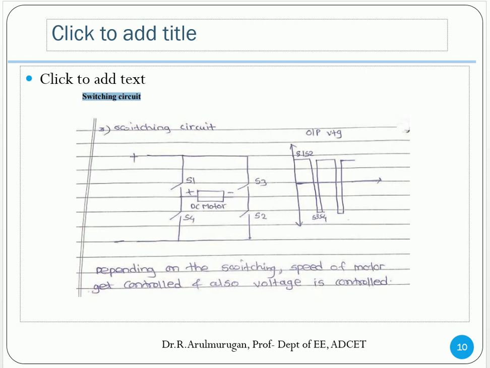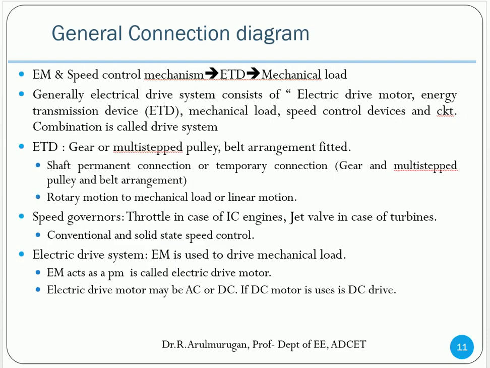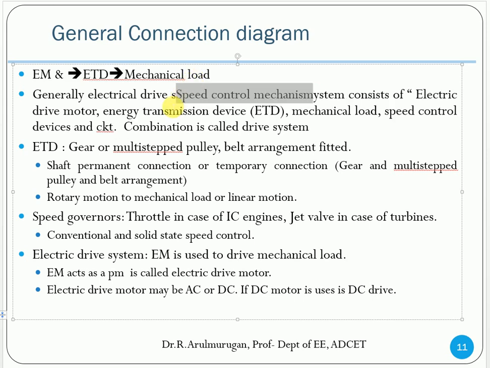The next one, general connections. What is the general? Electrical motor, speed control mechanism. It's nothing but a controller. Electrical motor and a controller, it's nothing but a drive. The electrical drive system is connected to the load.